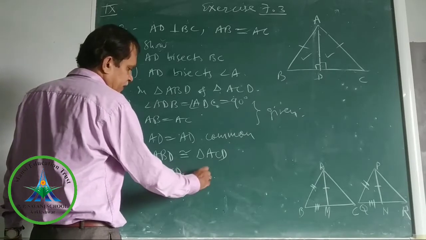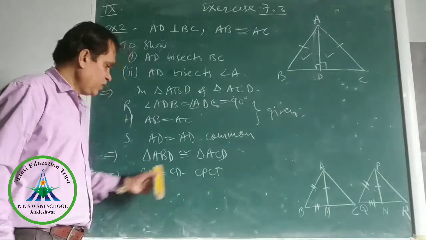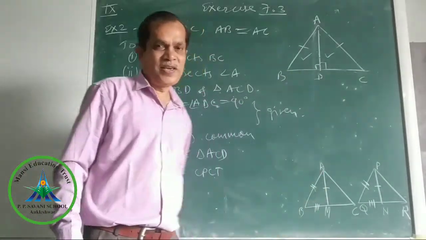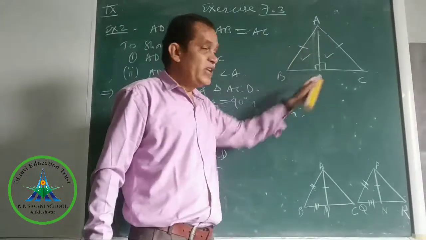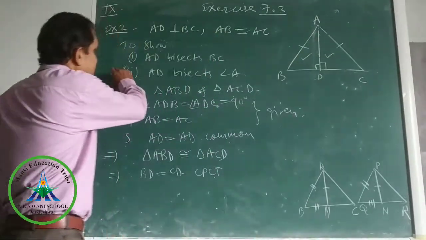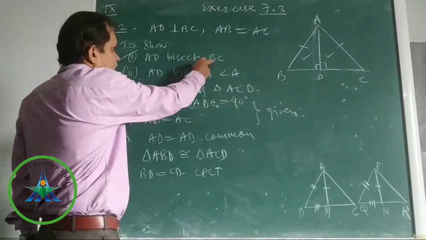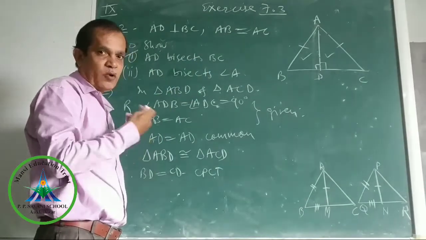congruent to triangle ACD. So BD equal to CD by CPCT, which means point D bisects BC, and AD is already perpendicular. So see, AD is perpendicular to BC and bisects BC. First part over.